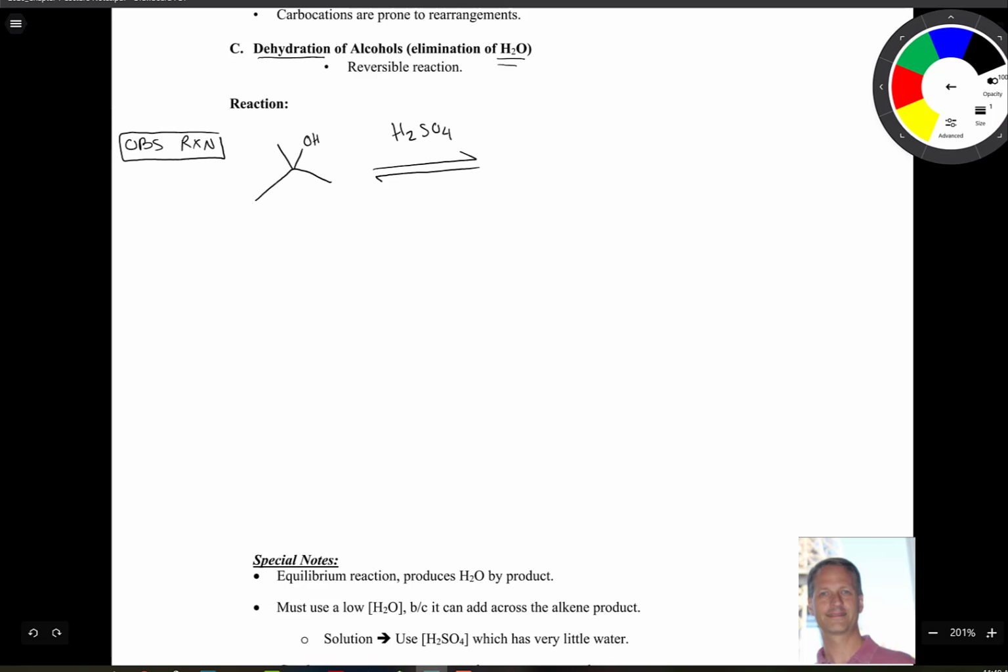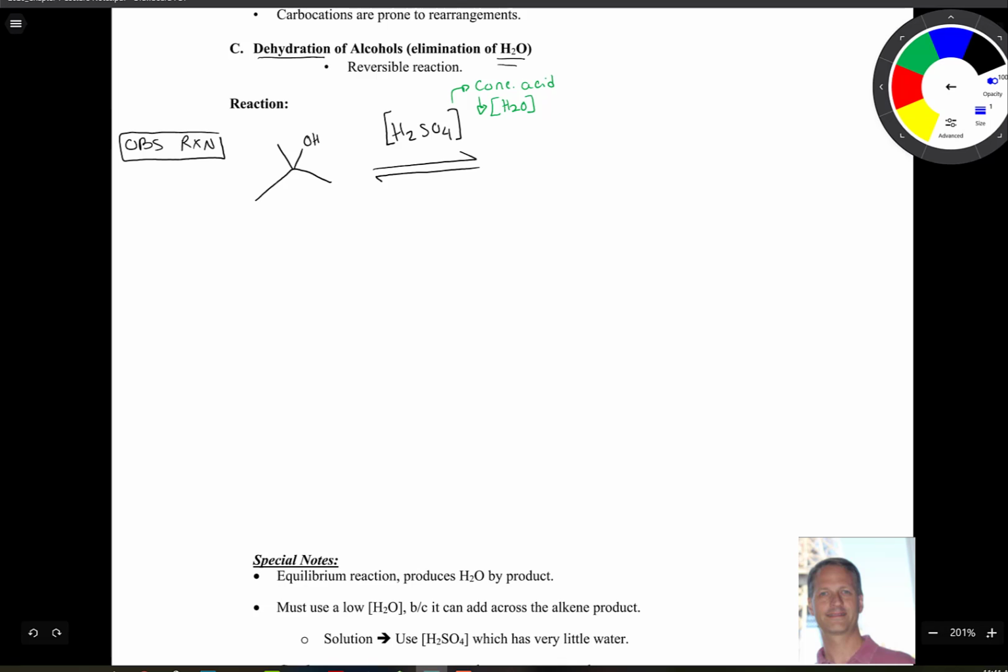Now, the type of acid is important. It actually has to be concentrated. So if you remember back from GChem, those little brackets just mean concentrated, right? And that concentrated acid has a low concentration of water in it. So that's going to be important too, because this is an equilibrium reaction.